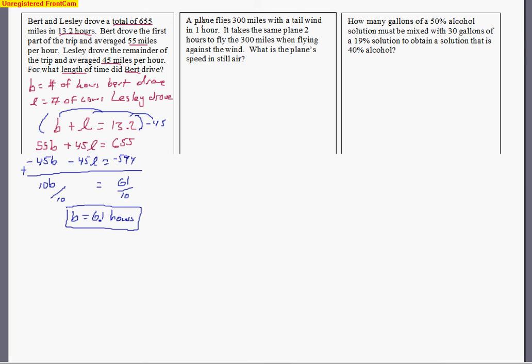So here it says a plane flies 300 miles with a tailwind. So that's total distance with a tailwind. So tailwind means that the wind pushes the plane.